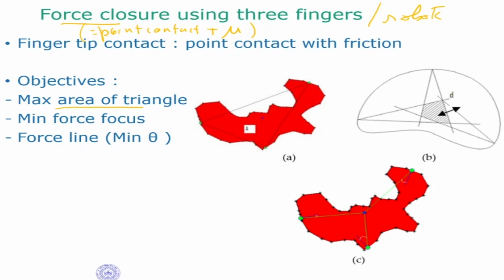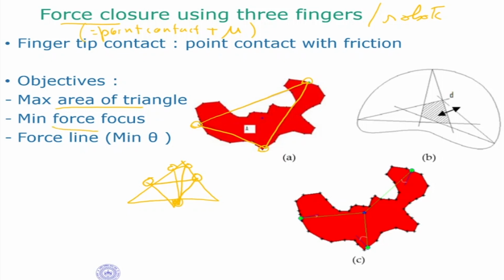So in this particular case, we have 3 fingers, we have point contact with friction, and the objective can be the maximum area of the triangle. We place our 3 fingers like this, and this is the area of the triangle. We try to maximize it. How does it help? It is more stable. If you have an object like this and you catch it here, here, and here, it will be more stable if the area of the triangle made by these 3 contact points is maximized. If I have here, here, and here, this area is bigger, right? So this will be more stable as compared to that small triangle made here. That is why we need to maximize the area of the triangle.